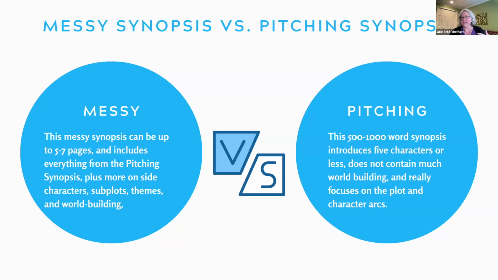The messy synopsis is something different. This is something that I use as an essential piece of my own planning process. It can go up to 5 to 7 pages. It can even go longer, especially if you have multiple points of view, if you have detailed world building, if you have multiple timelines. It can really get kind of longer than what you would get for the pitching synopsis. But this is the kind of document that's going to let you follow all of the different threads of your story, not just your main character, but maybe your essential side characters as well.